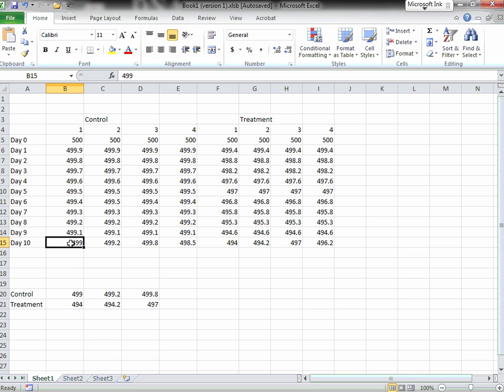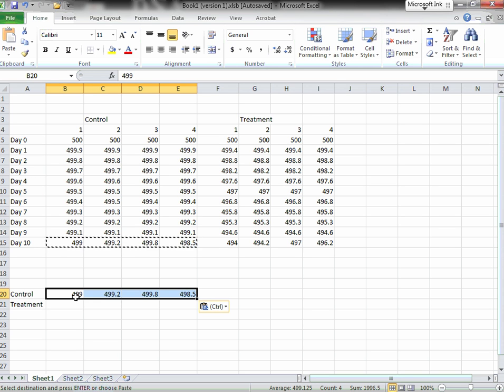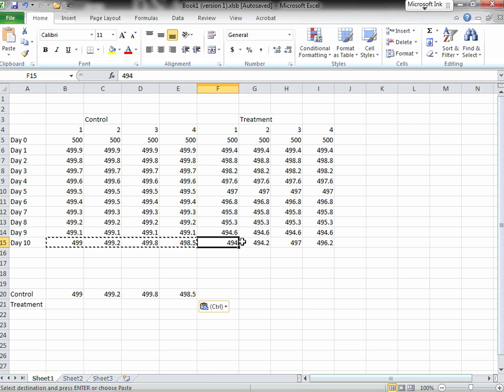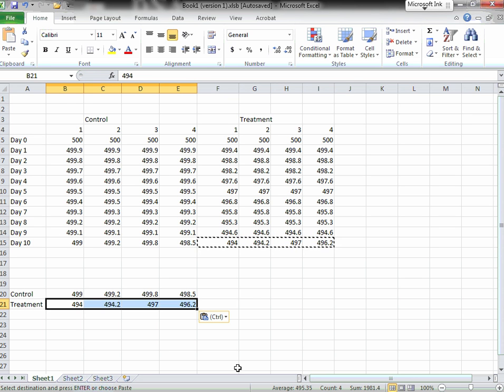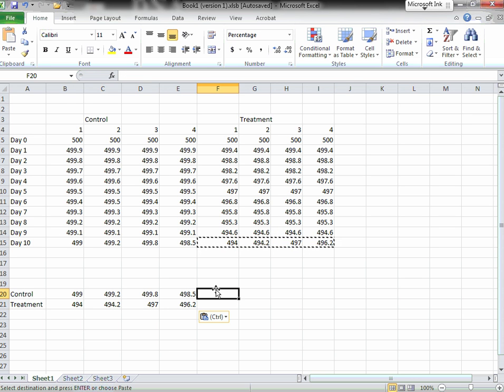So what I'm going to do is I'm just going to put the data across itself down here. So I'm going to copy this and say this is my data for my control group. This is my data for treatment group. And then we can analyze how well the plants did up to that day 10 point.